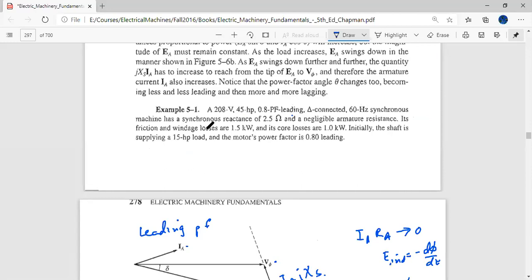The 60 hertz synchronous machine has a synchronous reactance of 2.5 ohm, and they are again ignoring the RA, as was also the case in here. Initially, the shaft is supplying 15 horsepower load. So the initial condition is that it is not loaded at the 45 HP rating. It is loaded, okay, and this is always the mechanical rating.